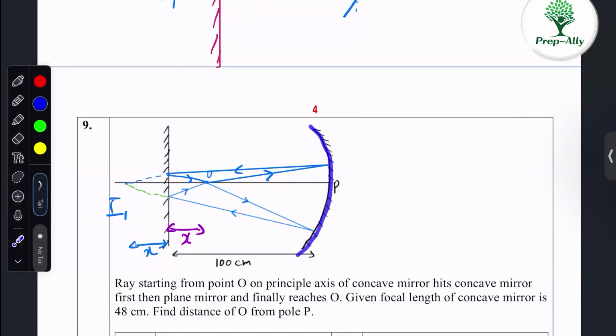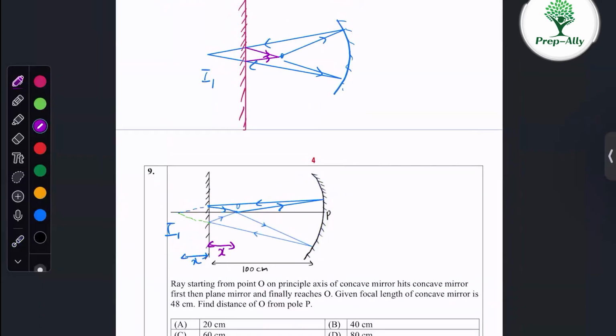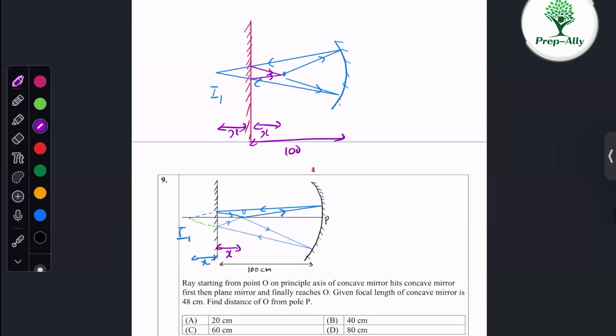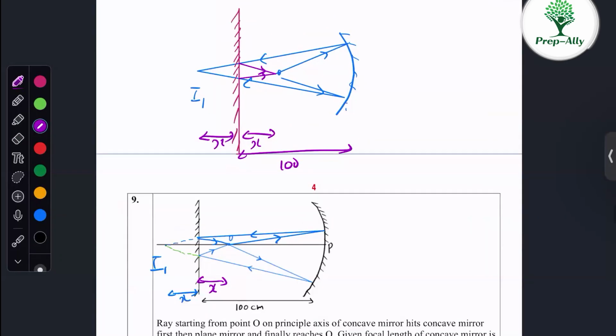And then now we can go for the concave mirror. For the concave mirror, this is X, and this distance is anyway 100. So this distance will be equal to 100 minus x. This will be the object for the concave mirror, and this will be the image for the concave mirror. So object distance will be equal to minus of 100 minus x. Image distance will be equal to minus of 100 plus x.